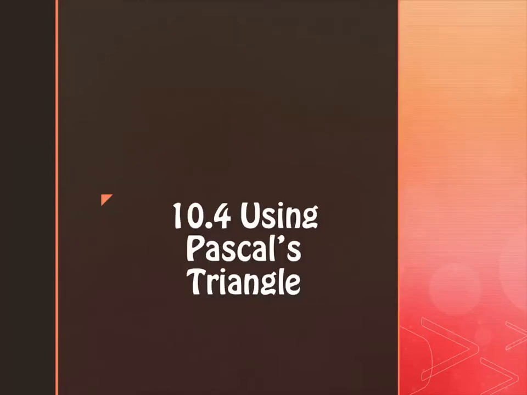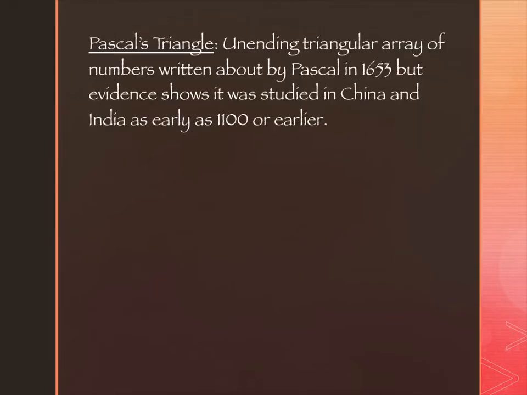Today we're going to take a look at what's going to feel a little bit, at least at the beginning, like a deviation from what we've been doing. It's called Pascal's triangle, but it has direct relationship to exactly what we have been doing, and that will come about in our work today. So to start with, Pascal's triangle is an unending triangular array of numbers.